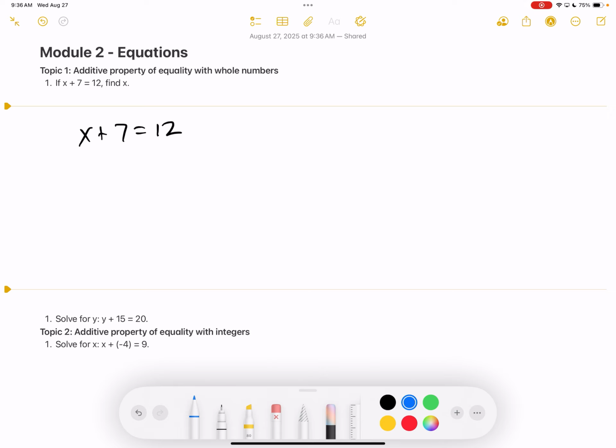So you want to move away everything that isn't x. Anytime you go across the equal sign, you do the opposite sign. So this is x plus 7. I want to subtract 7 from both sides. That cancels these out, and I get 12 minus 7 is 5.